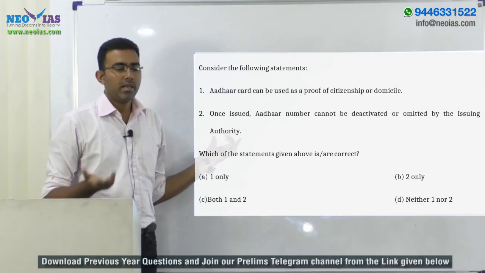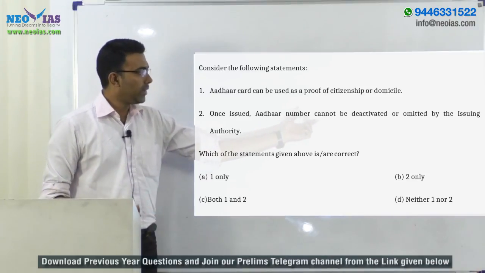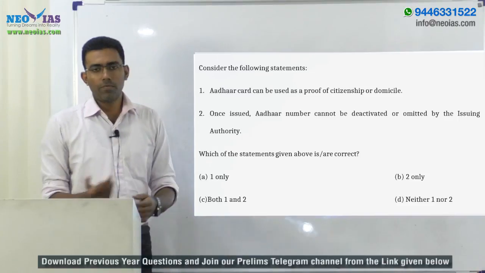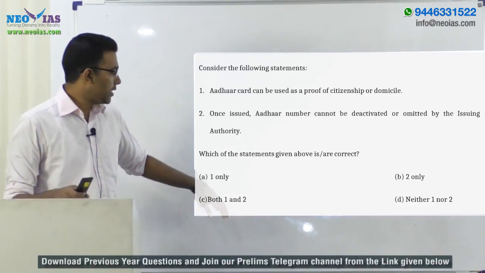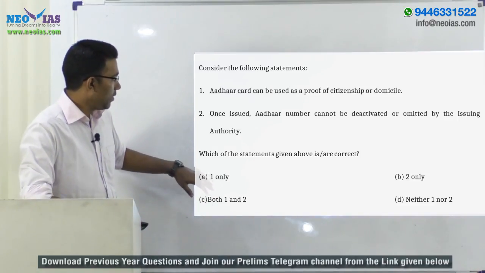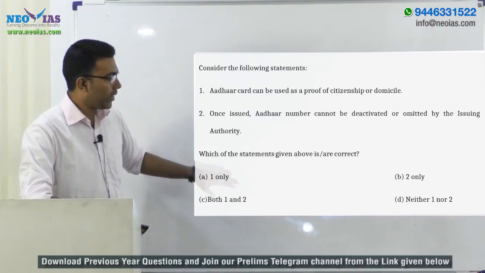So that's the reason why the second statement should also be wrong, because it is saying that it cannot be deactivated. So both first and second are wrong, which means that the answer has to be neither 1 nor 2. Again, it is asked for the correct statement, so it has to be neither 1 nor 2.